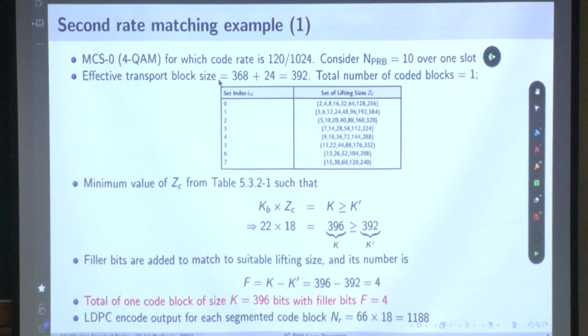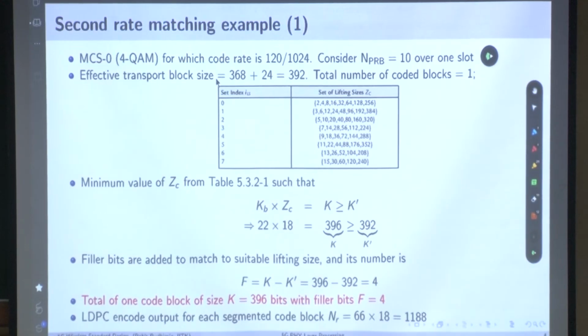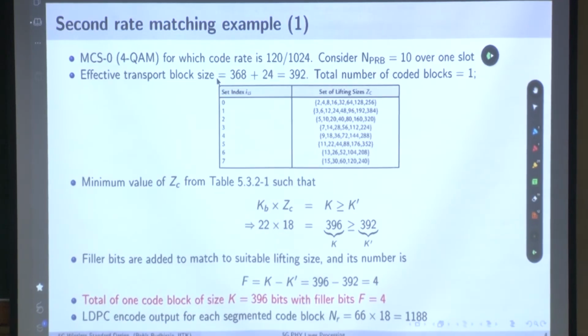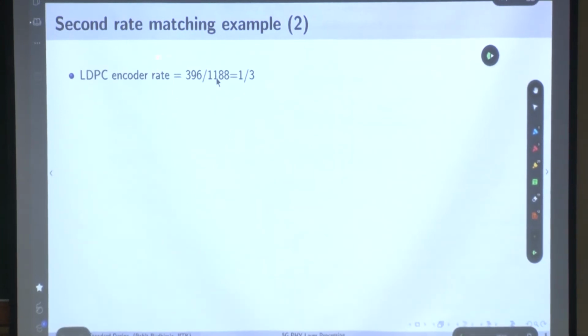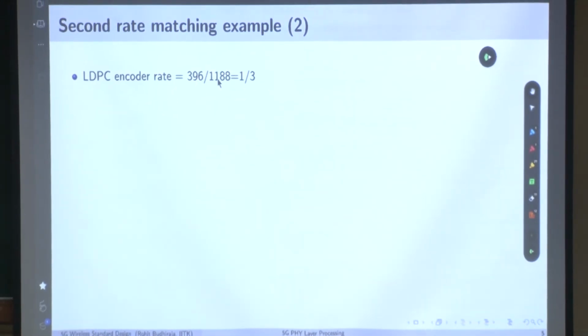Now you see the rate exactly here also. What will be the rate here? Rate will be K by N. What is this? 396 by 1188. Exactly 1 by 3. Mother code rate is always 1 by 3. Fine. LDPC encoder rate is 396 by 1188, which is 1 by 3. Neatly done.